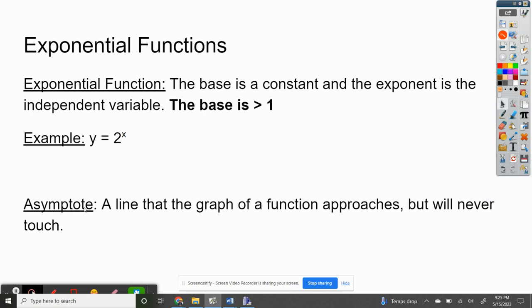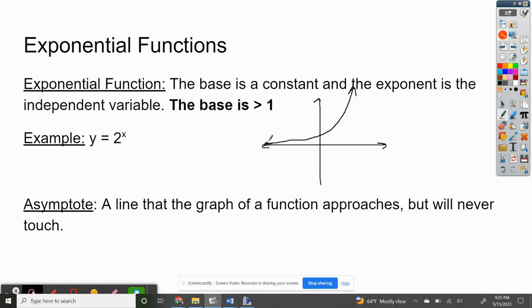And when we graph these things, there's going to be something called an asymptote. And that's a line that the function will approach, but it will never touch. So on most of these functions, they're going to look like they're going to get really, really close to the x-axis, as close as you can get, but they're never going to touch. And they're going to slowly increase, and then they're going to go up faster and faster and faster.